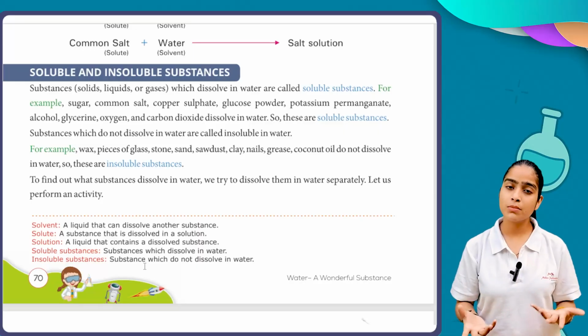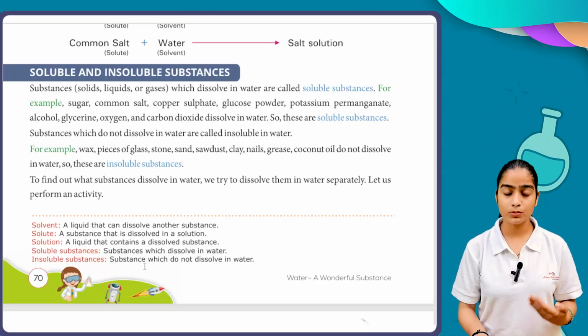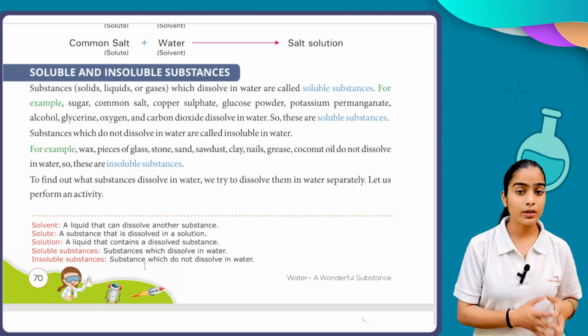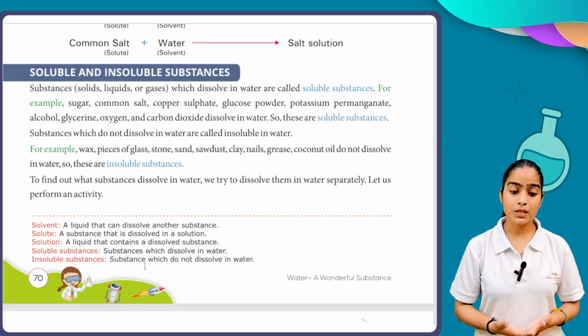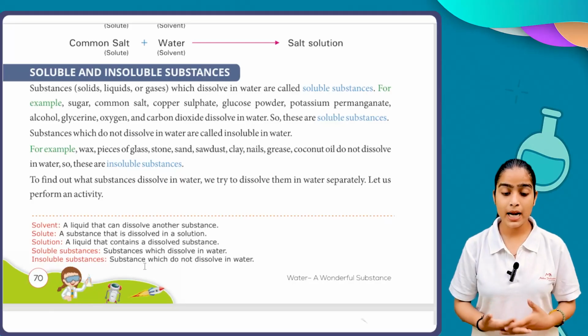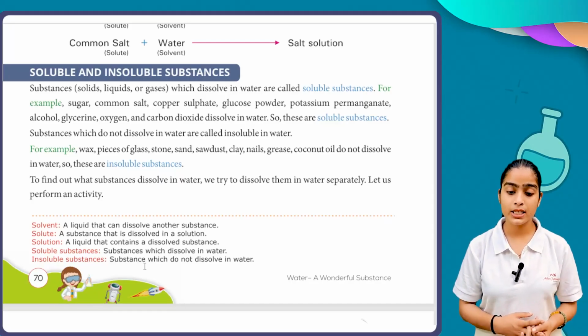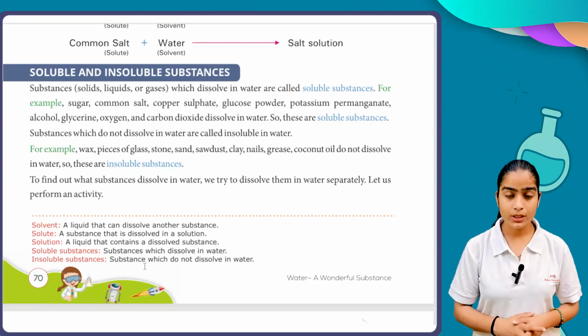Now what do we mean by insoluble? The vice versa of soluble, that does not disappear in the water, that does not dissolve in the water. For example, wax, pieces of glass, stone and sand, sawdust, clay, nails, grease, coconut oil do not dissolve in water. So these are insoluble substances.